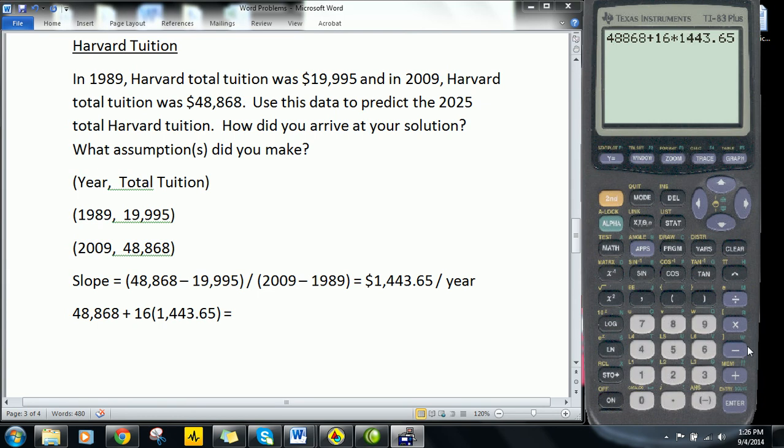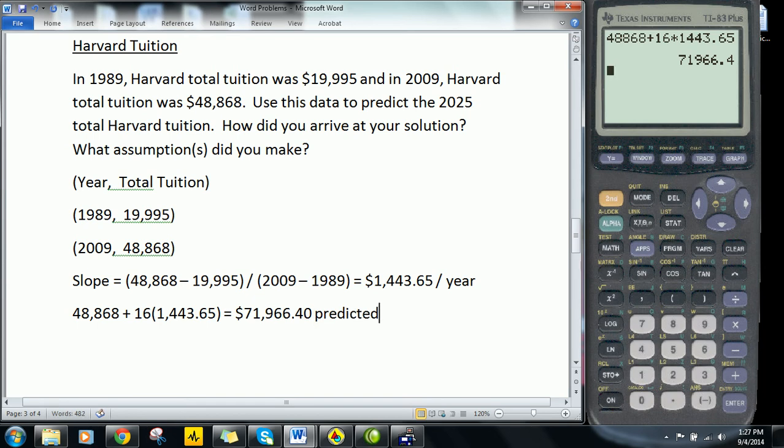Don't need those commas. Enter. Okay, so I end up with 71,966.40, right? Okay. Now, this is our predicted, based on our linear assumption that the tuition will increase at a constant rate, the same rate as it has from 1989 to 2009, the same rate as it has from any 2 years, and it will continue to do so at the same linear rate. And that rate is this particular number, $1,443.65 per year.